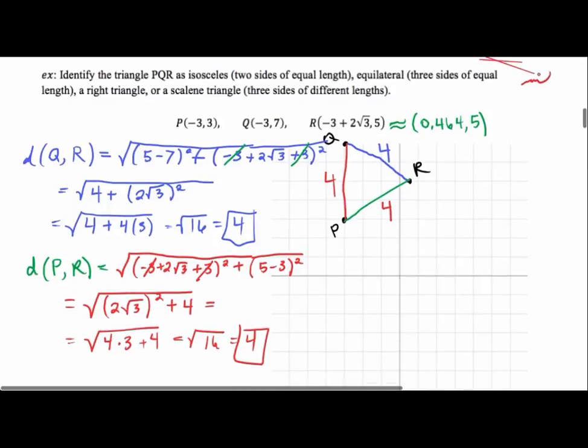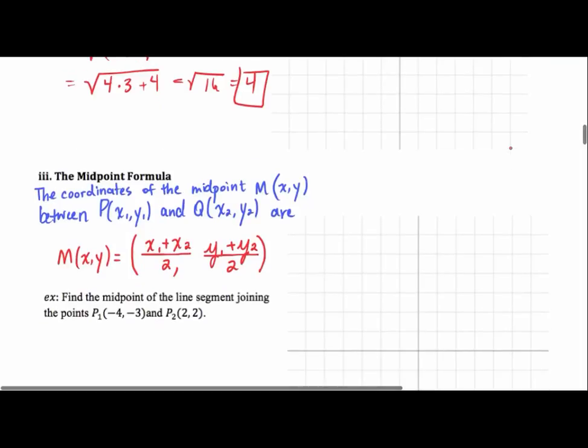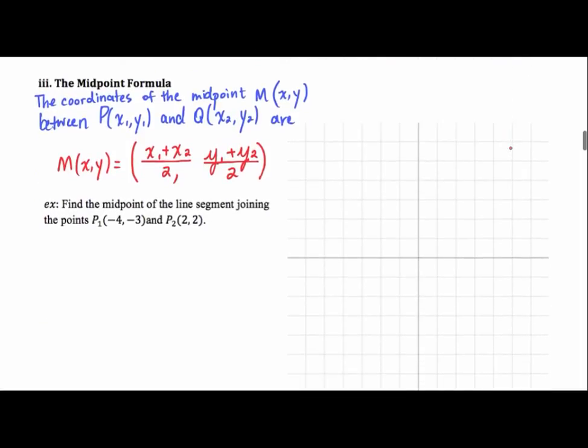Okay. All right, midpoint formula. That tells you the midpoint between 2 points, the point halfway in between 2 other points. Essentially, you take the average of the x-coordinates, okay, add them and divide by 2, and then the y-coordinate of the midpoint is the average of your 2 y-coordinates, okay, which we'll graph this one, and you'll see visually that it works. So we're going to find the midpoint of the line segment joining the points P1, which is negative 4, negative 3, and P2, which is 2, 2. So I'm going to plot those first while y'all write.